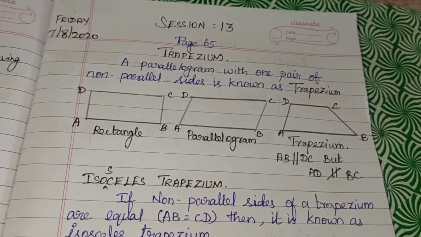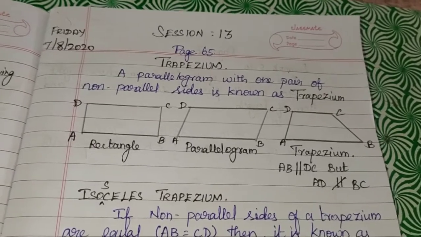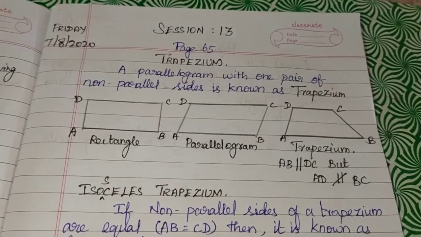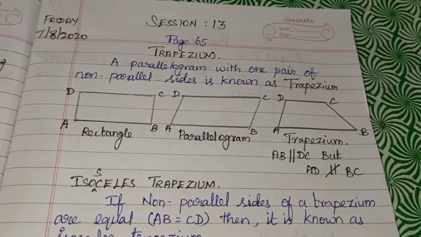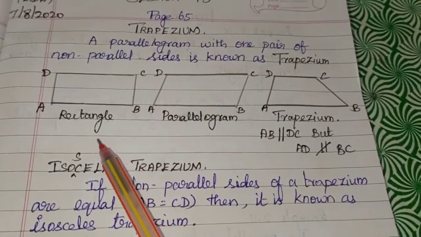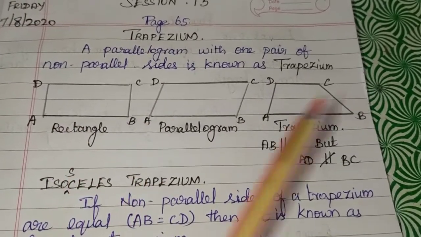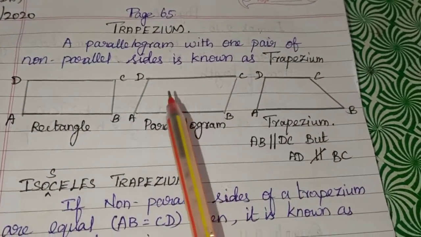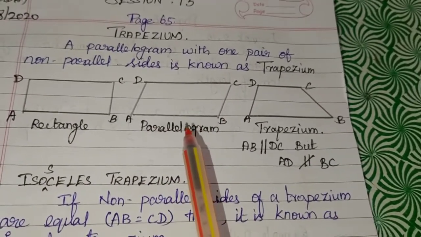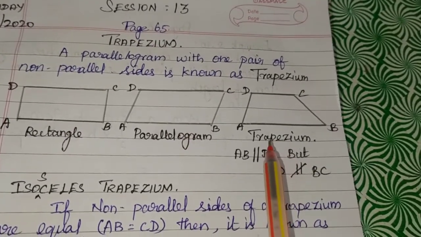Now we are going to start with the trapezium. A parallelogram with one pair of non-parallel sides is known as a trapezium. Listen to these pictures. I drew three images. First is rectangle ABCD. I slightly move this rectangle to one side and I get the parallelogram. This is parallelogram ABCD. Now you can see the difference between the parallelogram and the trapezium. This image is the trapezium.